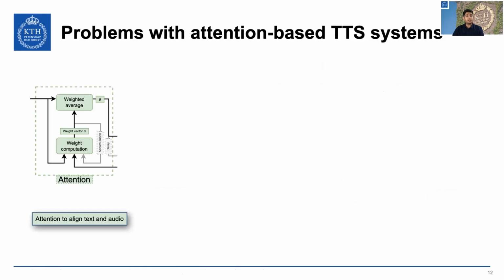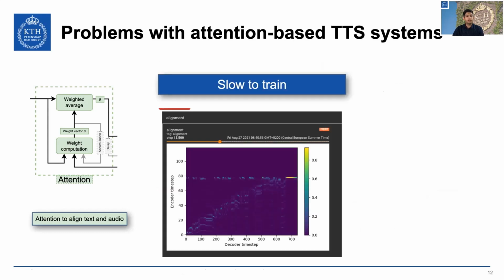The key issue with neural attention is its non-monotonicity, which leads to a number of problems. We need many training updates to learn to speak. Here, even after 13,000 updates, the attention is not well formed. It can take a really long time to make attention-based TTS produce intelligible speech.